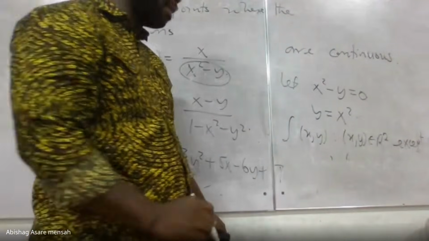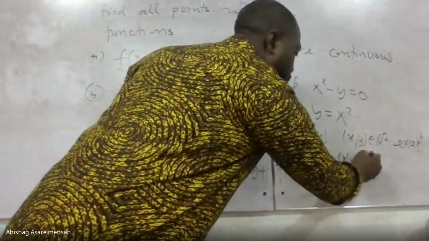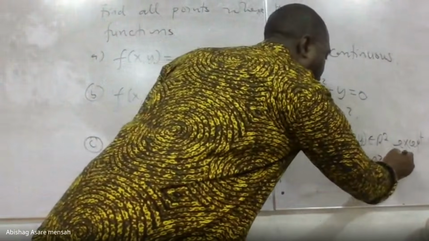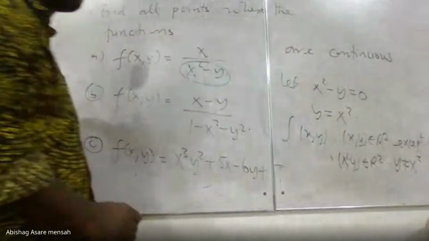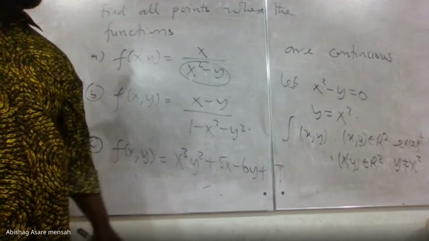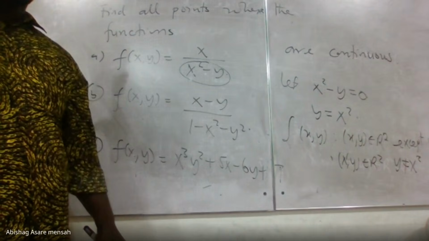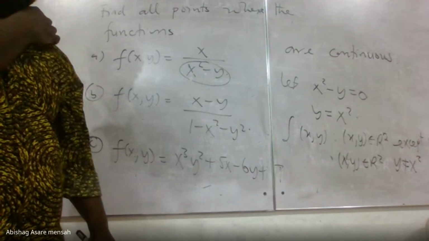Or you can write it that x and y belong to all real numbers, y is not equal to x squared. You can also write it that way. Y is not equal to x squared. Is that understood?